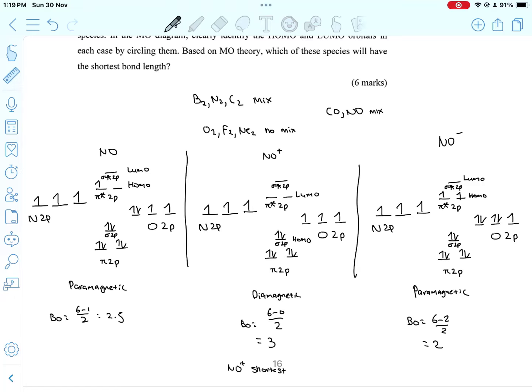So NO and NO minus would be paramagnetic because they have unpaired electrons. And after that, you find the bond order. Keep in mind that the higher bond order means the shortest bond, which is why NO plus would be the shortest.